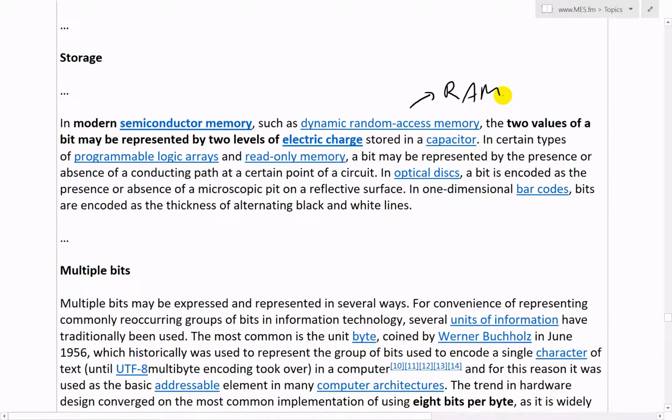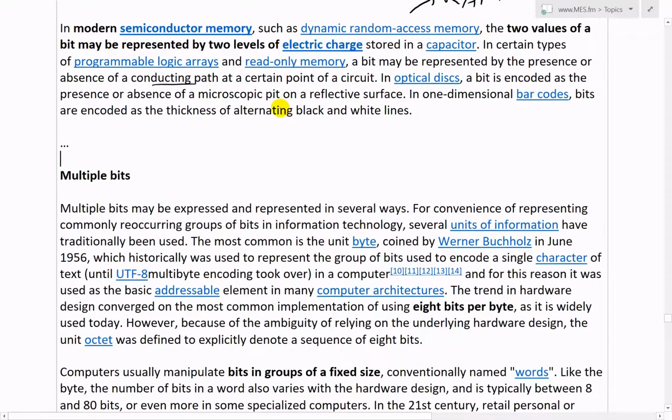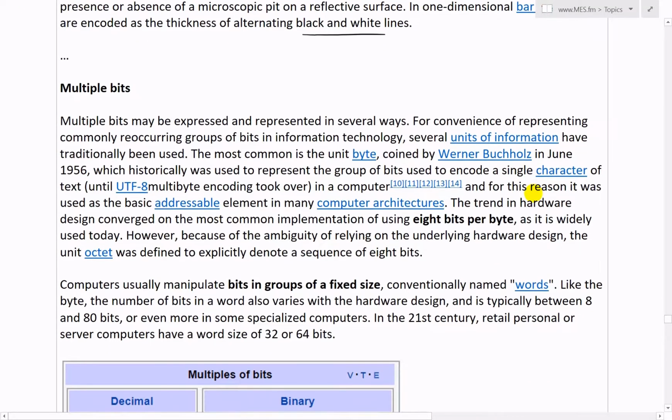The 2 values of a bit may be represented by 2 levels of electric charge stored in a capacitor. In certain types of programmable logic arrays and read-only memory, a bit may be represented by the presence or absence of a conducting path. So all this on-off binary stuff, it's basically just binary, 2 ways, 2 paths. At a certain point of a circuit, or an optical disc, a bit is encoded as the presence or absence of a microscopic pit on a reflective surface. In one-dimensional barcodes, bits are encoded as the thickness of alternating black and white lines. Very fascinating.